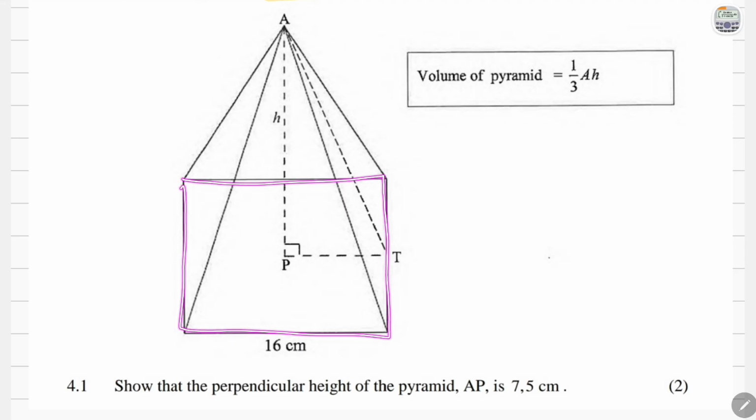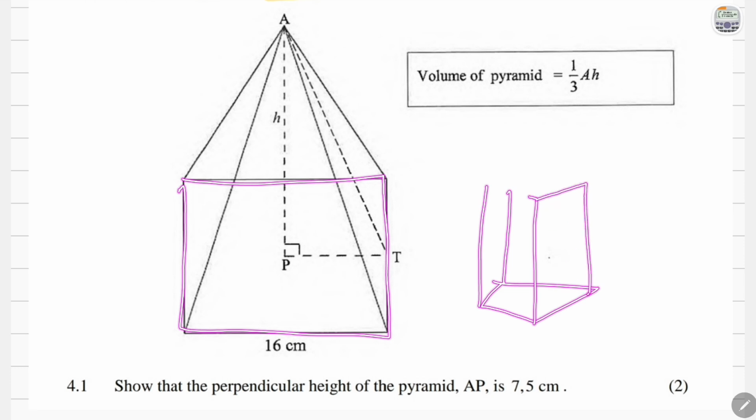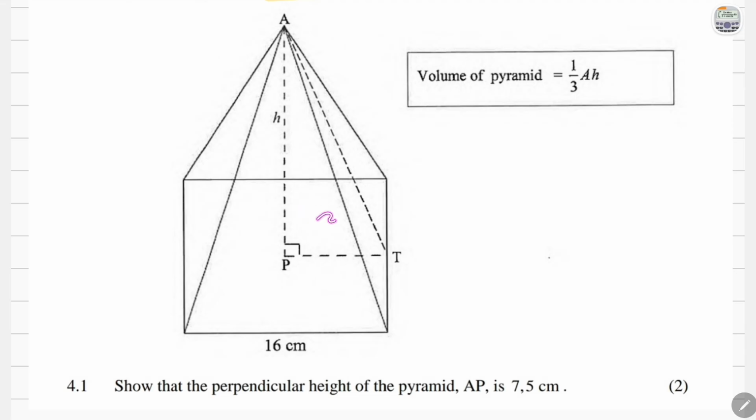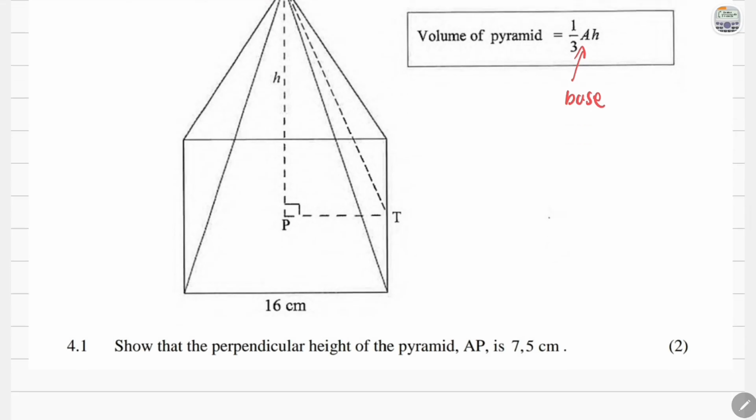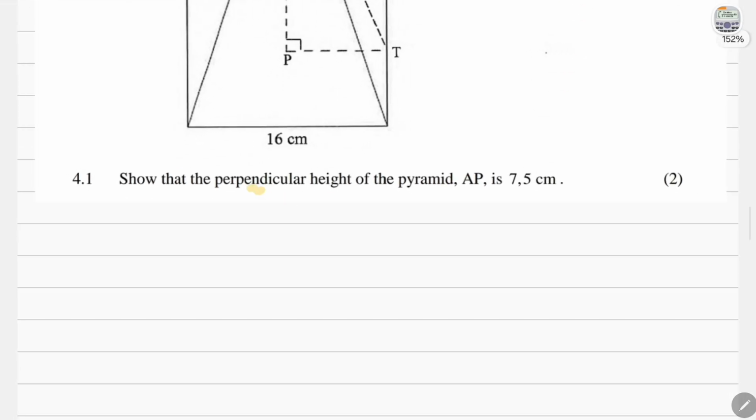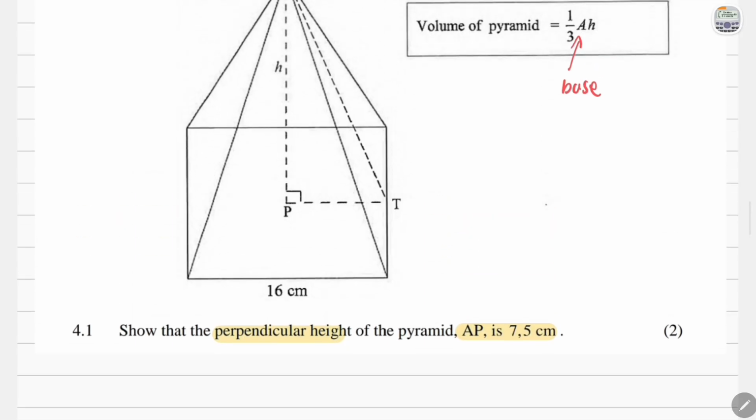But of course, in this case, we can't just say area of the base times height because the base is a square. Okay, if you set the area of the base times the height, that's finding the volume of a rectangular prism. Okay, so it's not that big. So because of that, what we are saying is area of the base times the height, but then you say times 1/3, and then that would actually make up the volume of a pyramid. So that A actually just stands for that area of the base. Okay, so that. And 4.1 says, show that the perpendicular height of the pyramid AP is 7.5 centimeters.